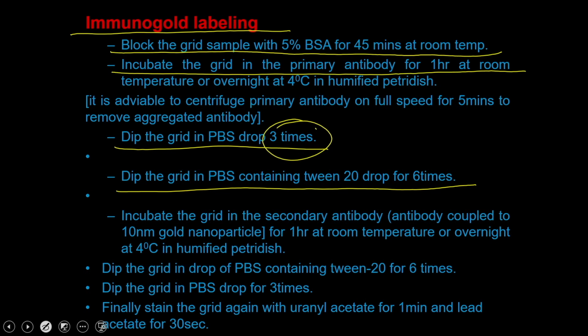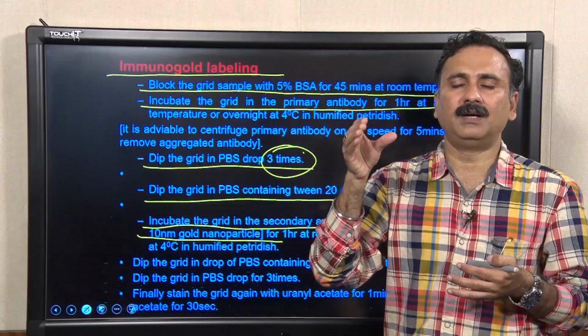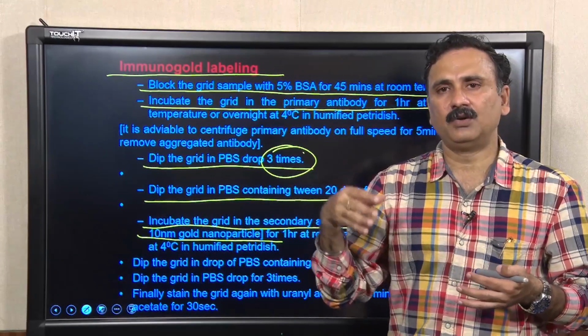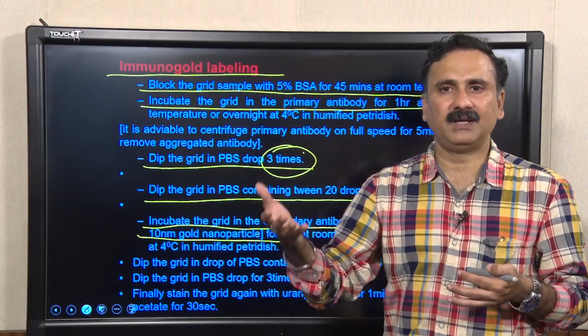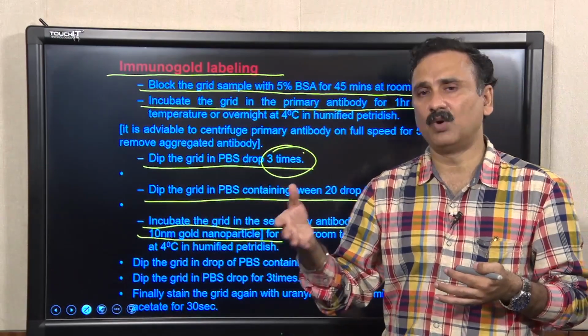That is how you are going to remove all the non-specific antibodies. And then you incubate with the secondary antibodies. The secondary antibodies are coupled to gold nanoparticles. You have multiple options: you can use an antibody coupled to 10 nanometer gold particles or to 5 nanometer gold particles. You have the choices, because you are able to very clearly see these nanoparticles, and that is how you can pinpoint the location of the particular protein.